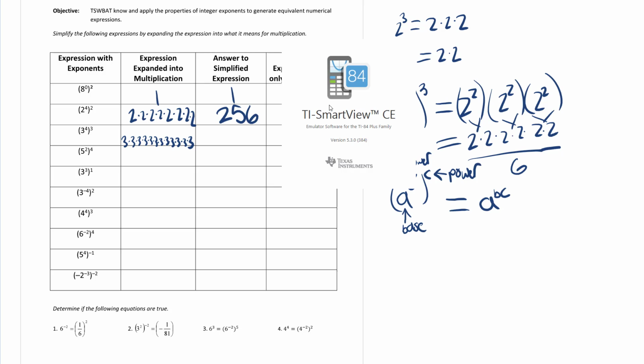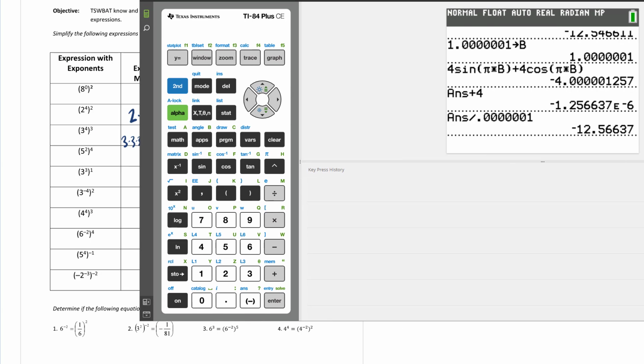Woo, calculator. Come to me. There it is. Yeah, I told you it was a cool calculator.